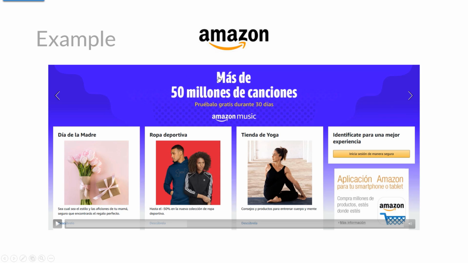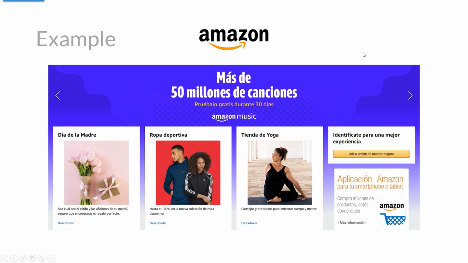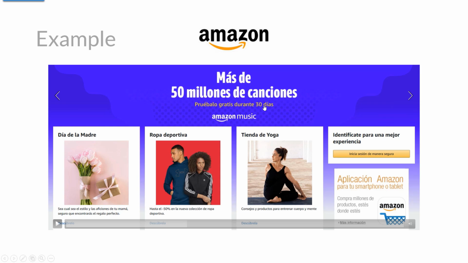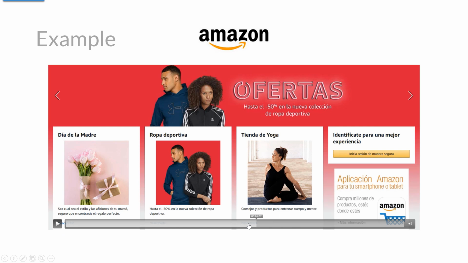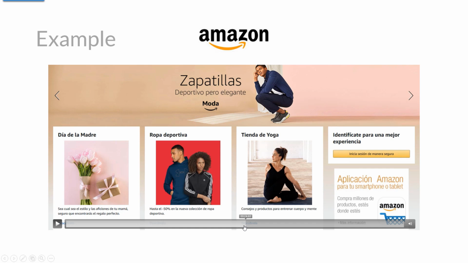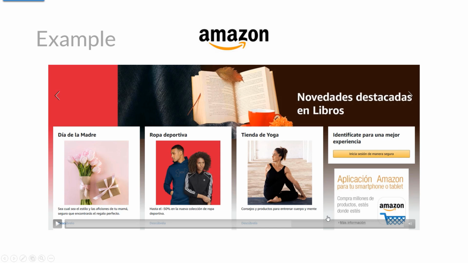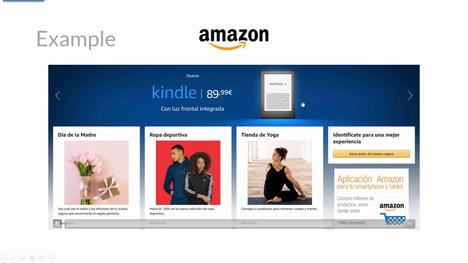This color and white do not work together at all. But what is the effect of looking at this? Super striking, hard to focus on, free trial for 30 days. I'm sure that gets lots of clicks, even though it's super ugly. What else have we got on Amazon? There's another one that's kind of contrasting as well. Zapatillas, shoes. Overall, Amazon does it very well, and I'm sure they've put a lot of thought into all of these things.